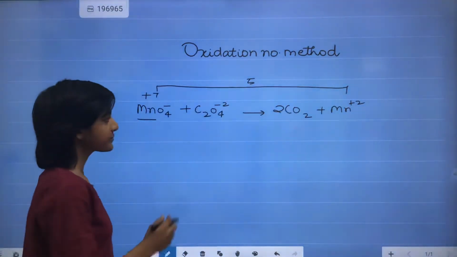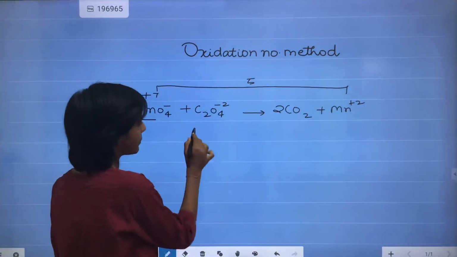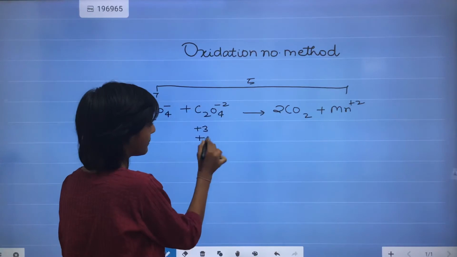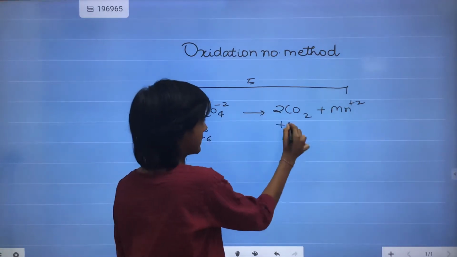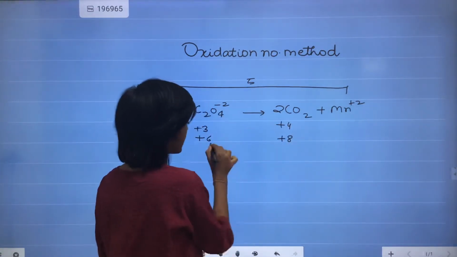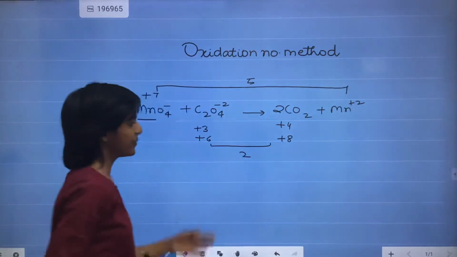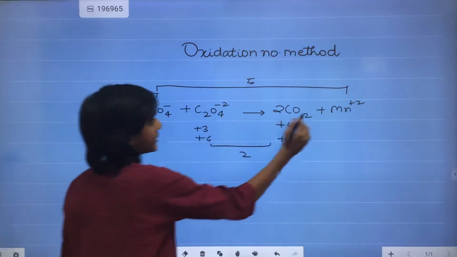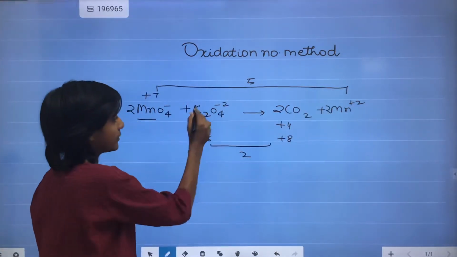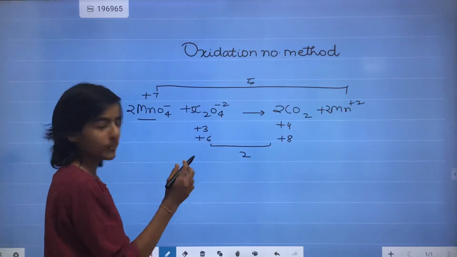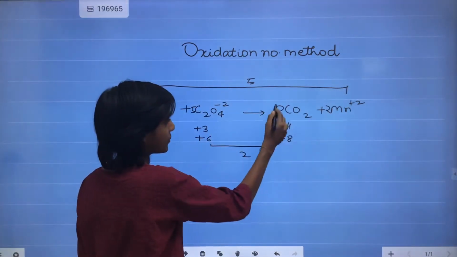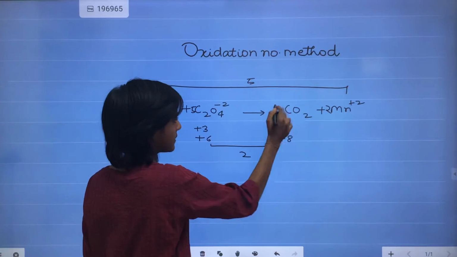The oxidation state of 1 carbon is +3, so for 2 it will be +6, and here for 1 it is +4, for 2 it will be +8. So there is a difference of 2, which means 2 MnO4 minus and 2 Mn plus 2, and it will be 5 C2O4 minus 2 and 5 into 2, which is 10 CO2.